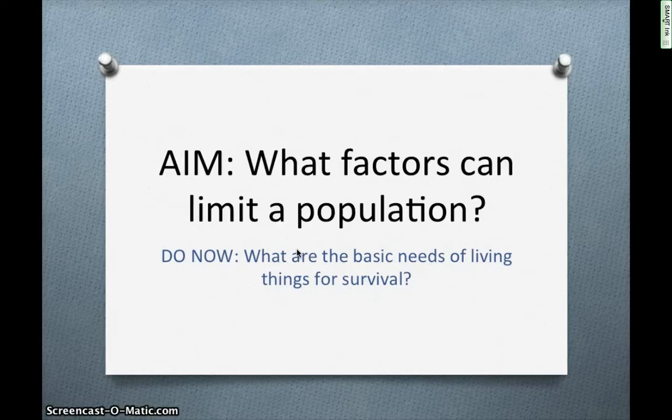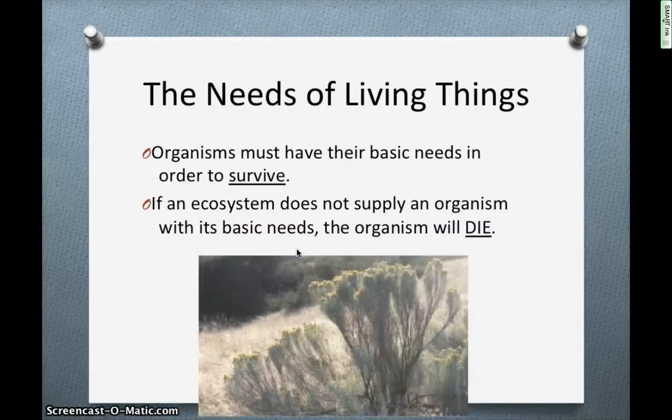Okay, so now that you have a couple ideas, maybe you came up with food or energy, some things that we had mentioned in previous lessons. The needs of living things are very, very basic in terms of all living plants, animals, bacteria, anything. If an ecosystem doesn't have these materials, the organism will die. Very simple.